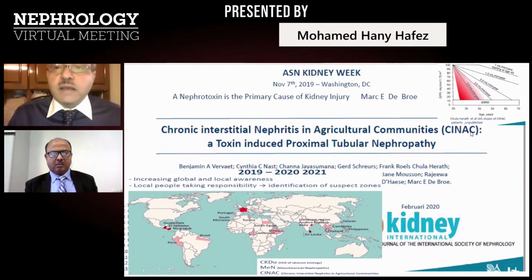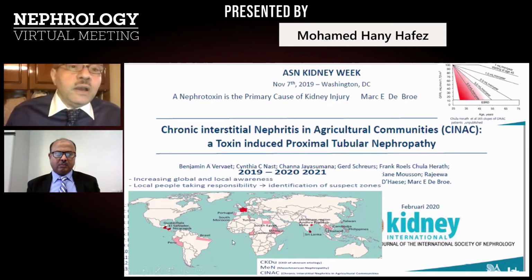As you see, this CINAC will increase the decrease in GFR from its classic rate of 1 mL per minute per year to 5 mL per minute per year. So it will lead to progressive renal damage, and it is increasing globally.